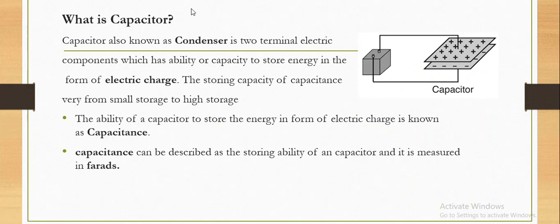Now, what is a capacitor? A capacitor, also known as a condenser, is a two terminal electric component which has the ability or capacity to store energy in the form of electric charge. The storing capacity of capacitors varies from small storage to high storage. The ability of a capacitor to store energy in the form of electric charge is known as capacitance. Capacitance can be described as the storing ability of a capacitor and it is measured in farads.